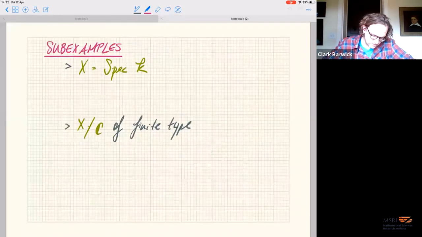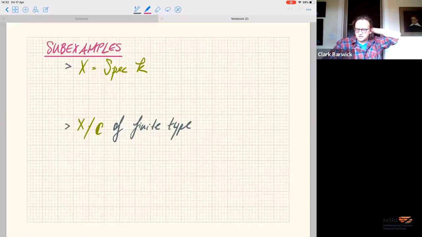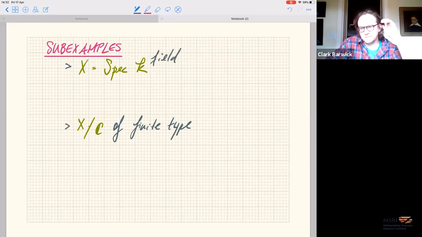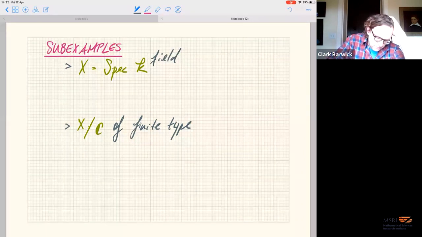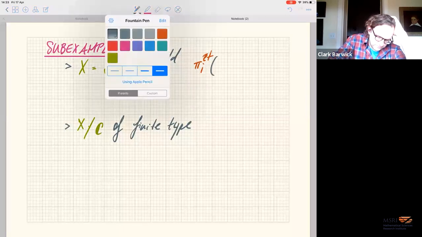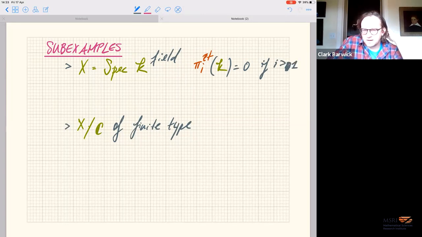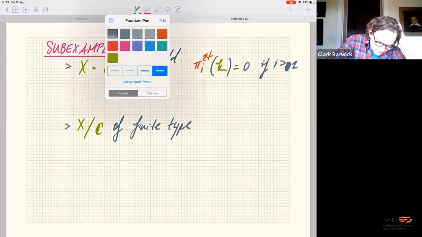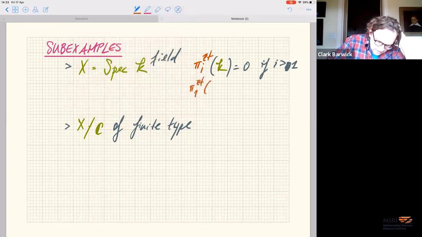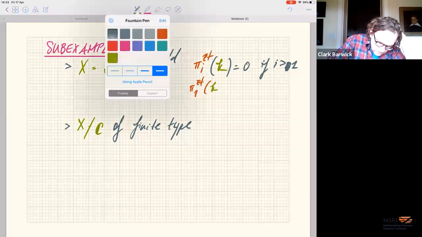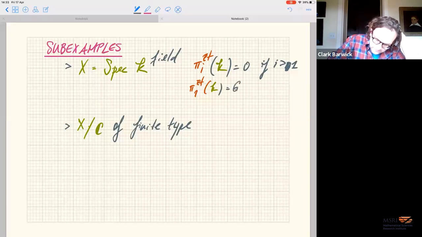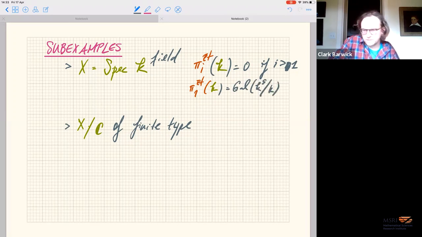So let me give you a couple of sub-examples of this. Let's suppose that your X is Spec k, where k is just going to be a field. In this case, the higher étale homotopy groups of this X are all zero if i is bigger than one. But if i is equal to one, then you actually get something new. And that something new is, of course, something old. It's just your friend, the absolute Galois group of your field.